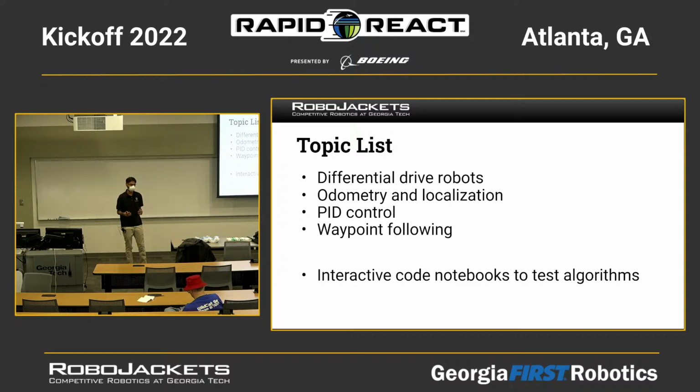Then we're going to move on to PID control, which is the control algorithm you can use to position a robot in some certain way. And lastly, we're going to talk about waypoint following, which is how you can get your robot to go through some sequence of points in a neat, smooth way.